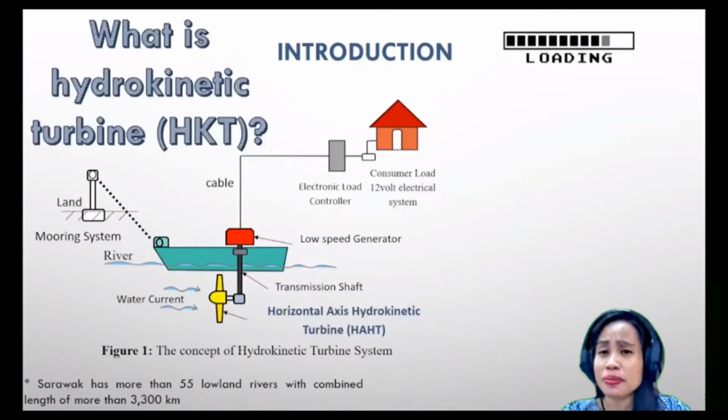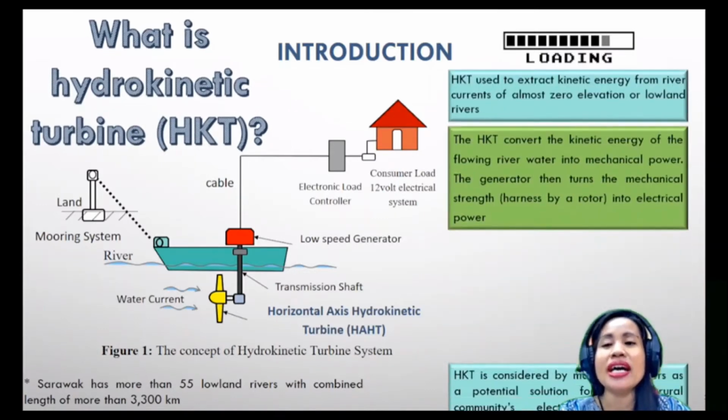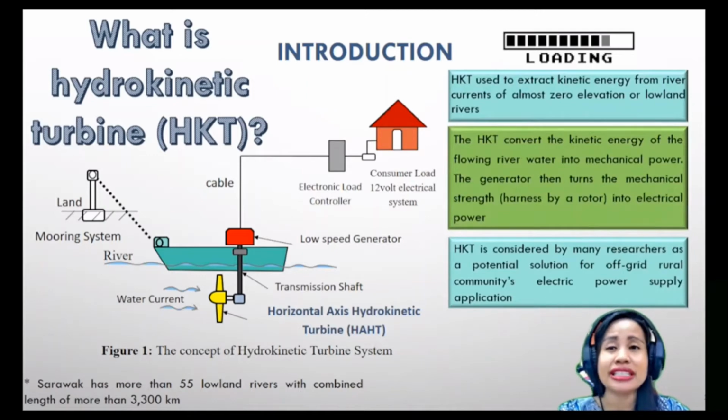What is a hydrokinetic turbine, also known as HKT? HKT is one of the technologies in renewable energy. The HKT converts the kinetic energy of a flowing river into mechanical power. The generator then turns the mechanical power, which is harnessed by the rotor, into electrical power.